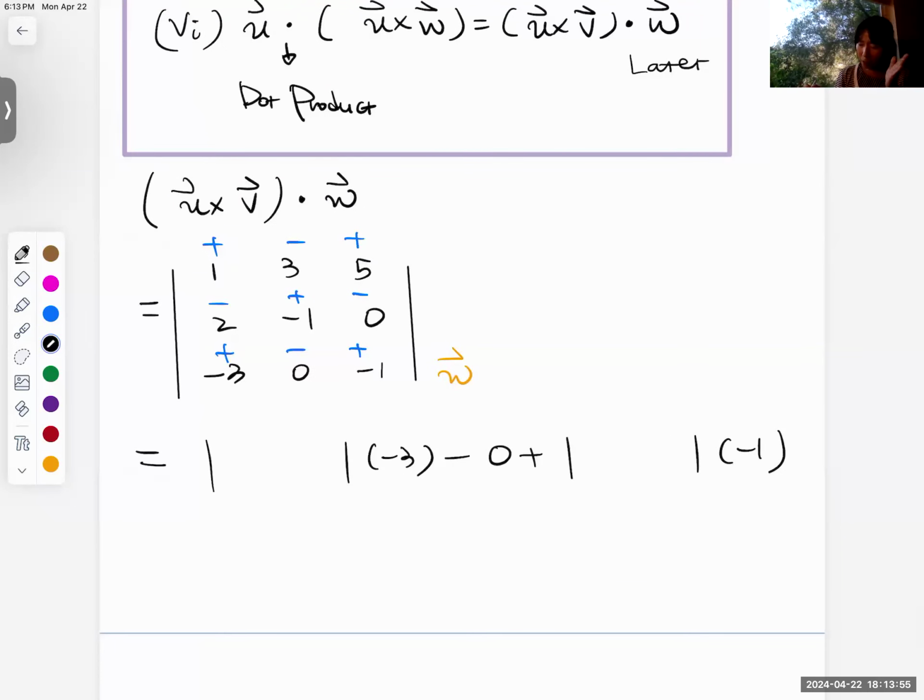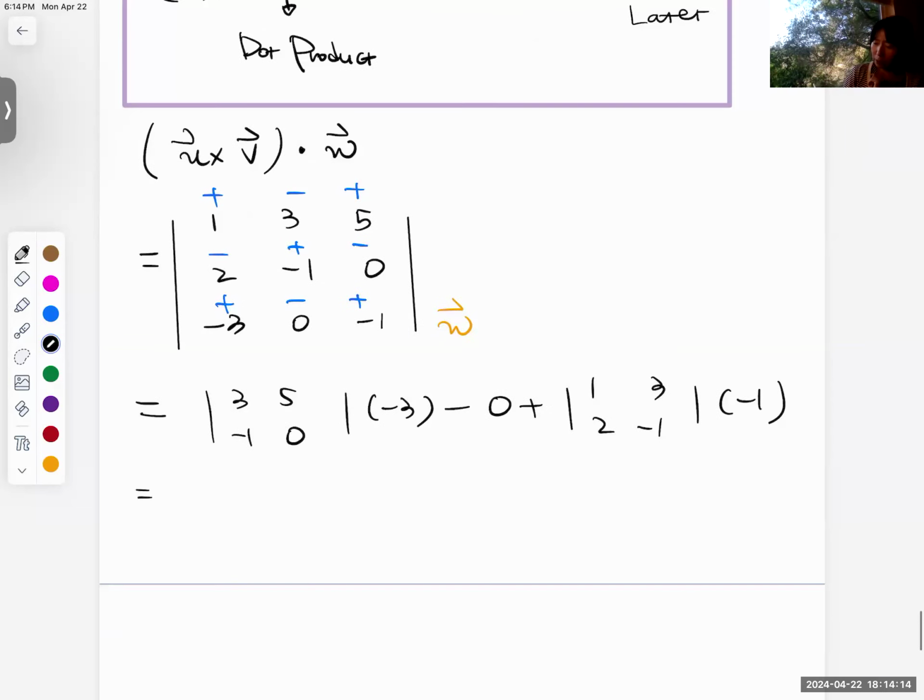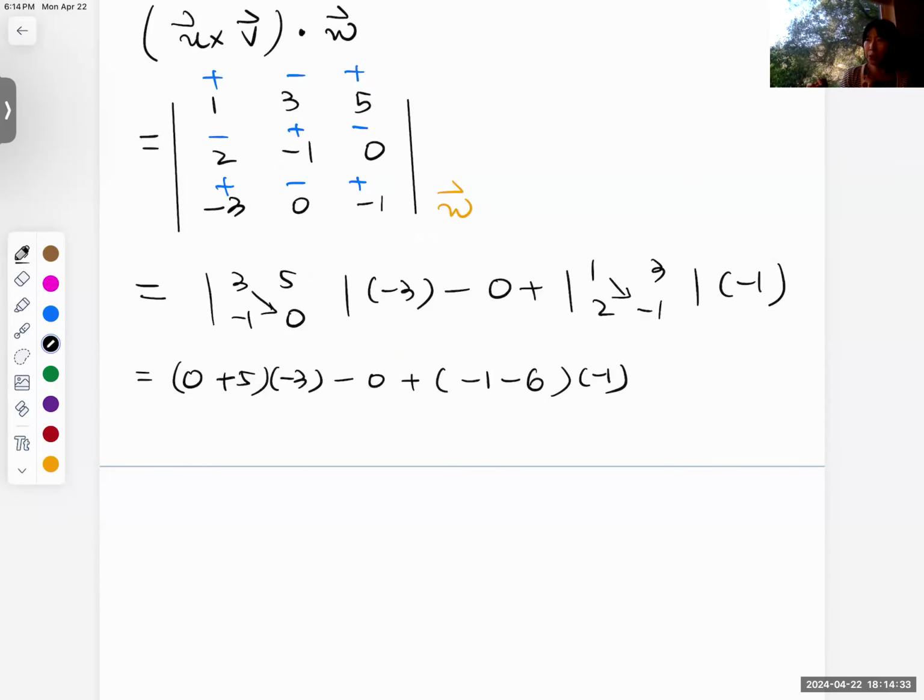Okay, now negative 3. So I am using 3, 5, negative 1, 0. And negative 1. So I am using that. So 1, 3, 2, negative 1. Yes? Okay. That will be, so 0 minus positive 5 and negative 3 minus 0 plus negative 1 minus 6 and negative 1, right? Can you please calculate?